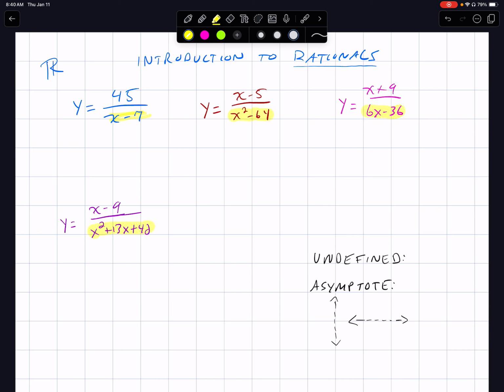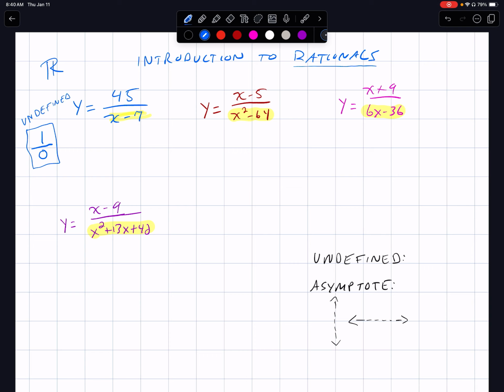Okay, so first of all, we need to think about undefined. What the term undefined means is, how can you have one slice of pizza if you don't have a pizza? So that's one easy way to think about it, right? 1 over 0, this does not exist. This is called undefined. It's an undefined math term.